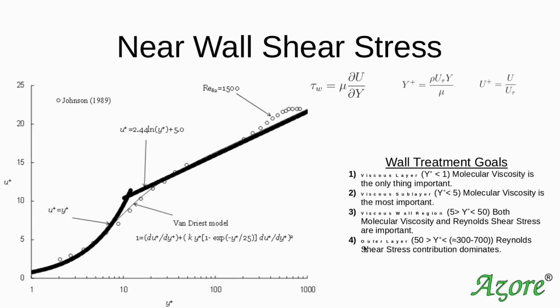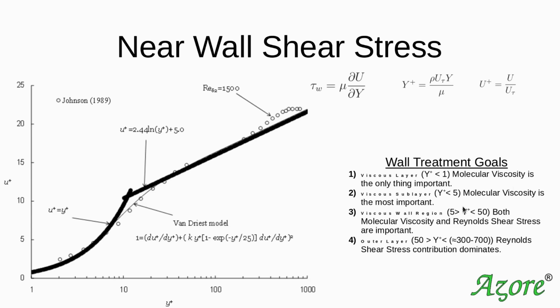And I kind of put these 4 regions together and really characterize what's important where. When your y plus is quite small, the molecular viscosity basically is the only thing that's important. That makes a certain amount of sense because there's nothing else happening there. The length scale is so small that turbulence plays no role. As you start transitioning away from the wall, the molecular viscosity becomes less important.